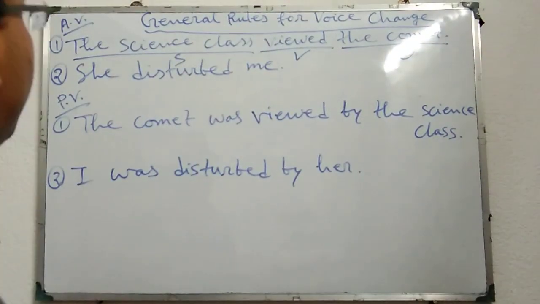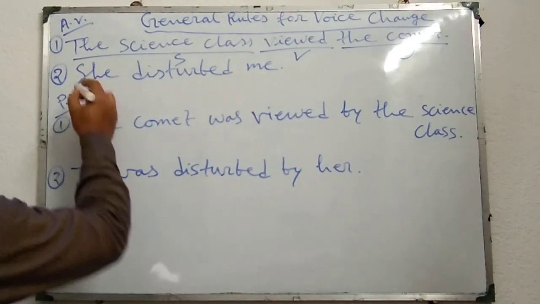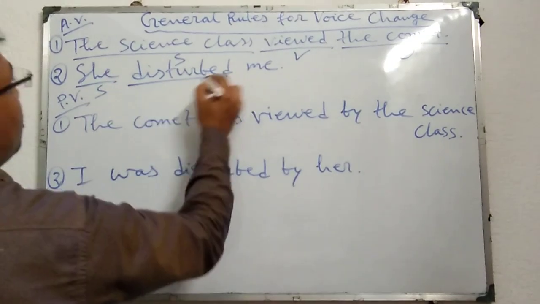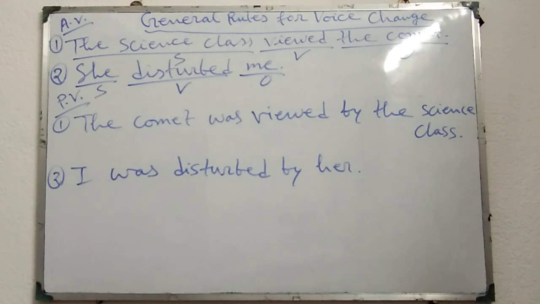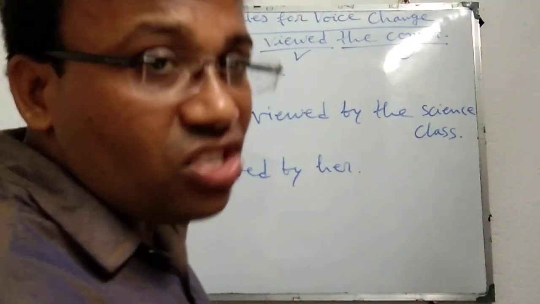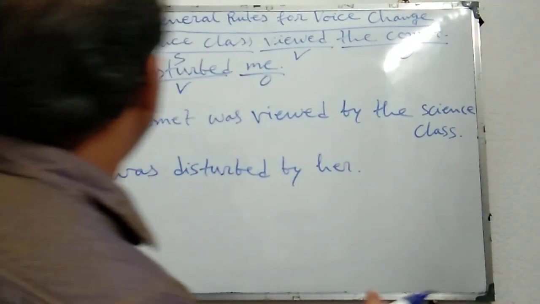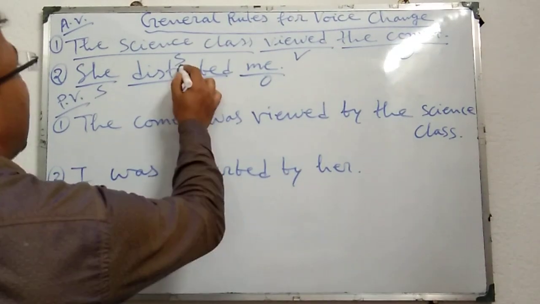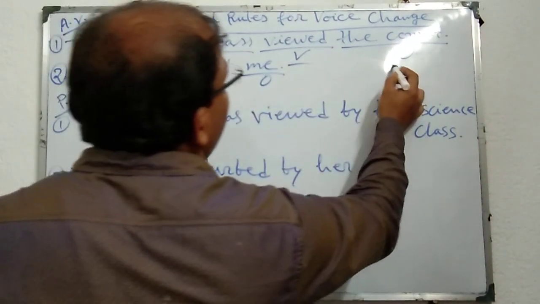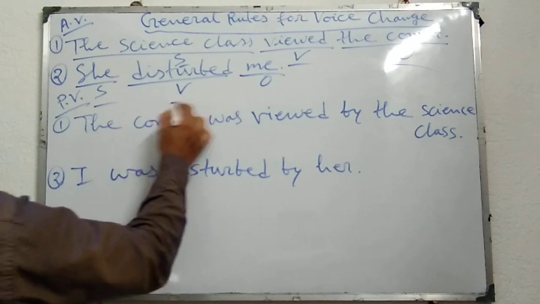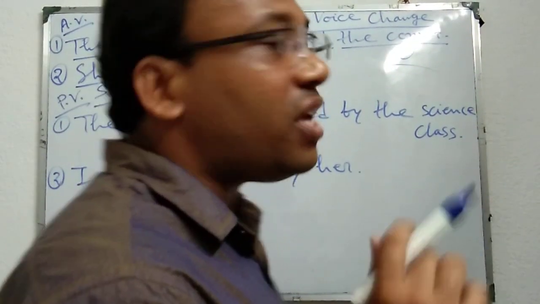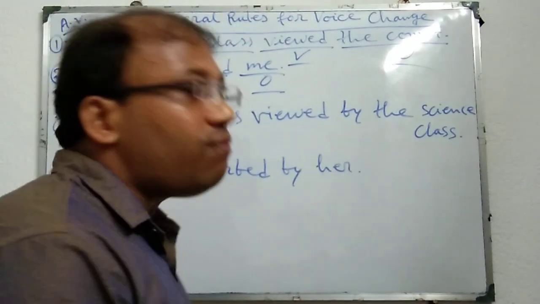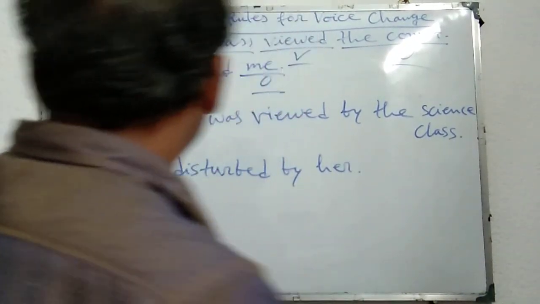And second sentence, she disturbed me. She, subject; disturbed, it is verb; me, it is object. That means the sentence structure of active voice is: subject plus verb plus object. That means the sentence structure of active voice is subject, verb, object, SVO.